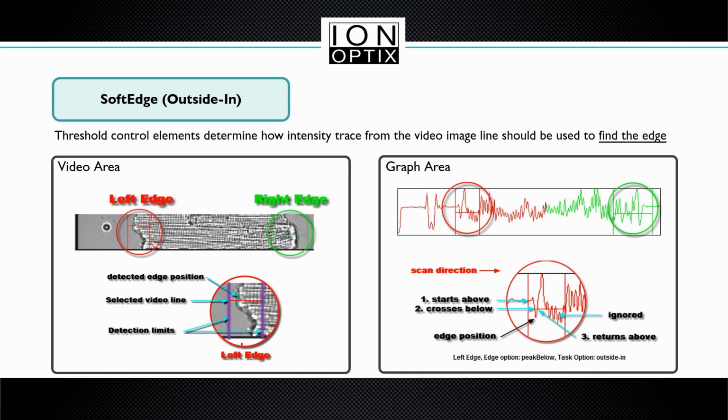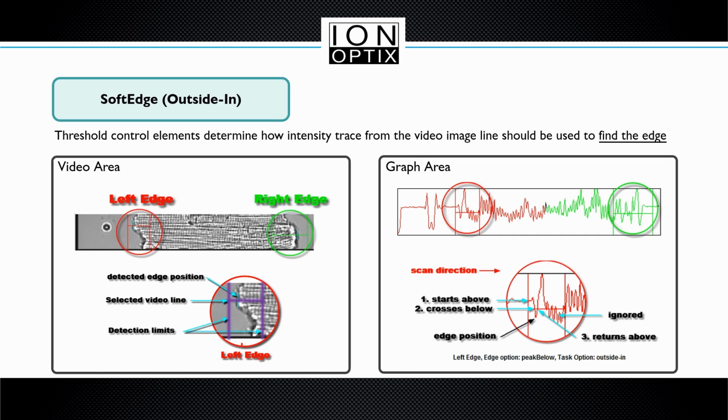Outer detection limits should be positioned in a way to have a stable baseline. So, don't have it too close to the cell edge, but also don't have it too far away from it. For the inner detection limits, you have more flexibility to position them further inside the cell. You'll observe another line known as the selected video line, which should be positioned at a location that gives you the highest contrast or the strongest peak in the graph area.